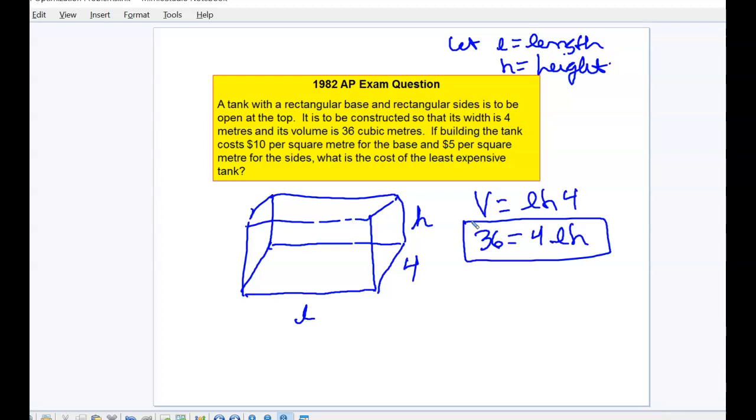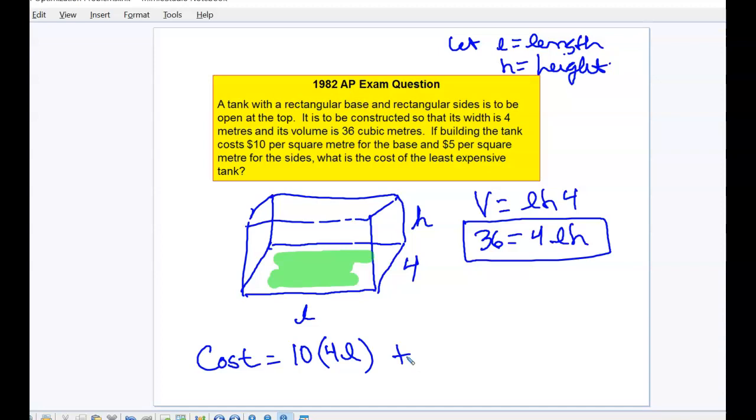And now we want to figure out the cost of the tank. So to figure out the cost, okay, well, the base is going to be down here, obviously, and the area of the base is L times 4. So the area of the base is 4L, and the cost for the base is $10. So I have to times that area by 10. And then it says the cost for the sides is $5.